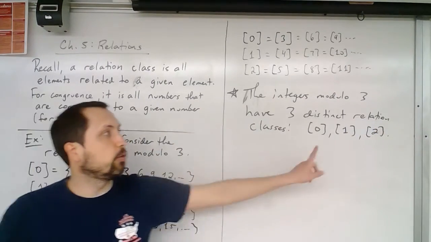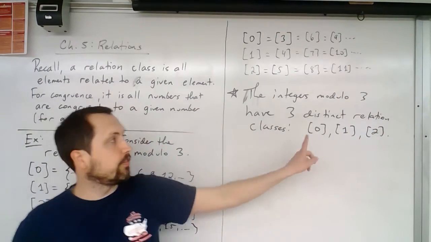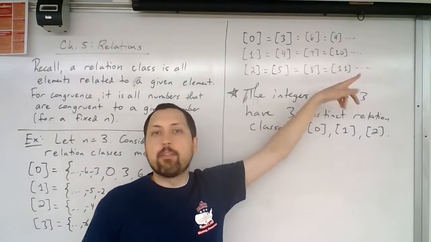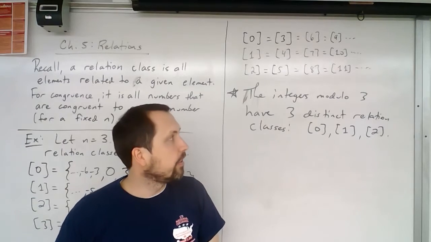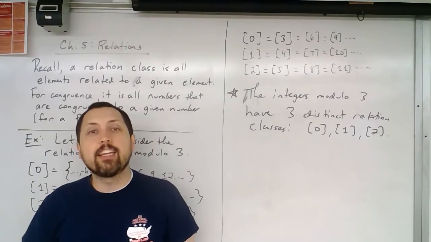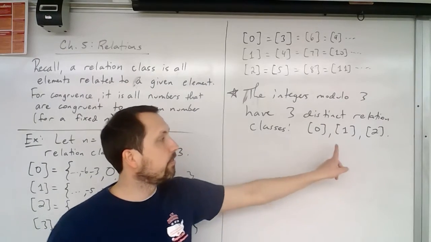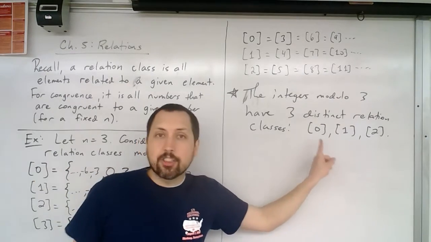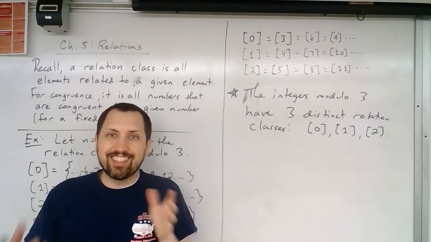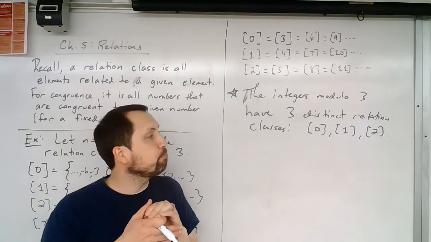So you could have chosen any other list, right? You could have said the relation classes are 0, 4, and 11, right? Those also still describe all of these. But just for clarity, I'm just going to choose these smallest non-negative ones and list these off. Now, remember, these are sets. These are still the same thing that we've been studying for a while. They're just groups of elements.